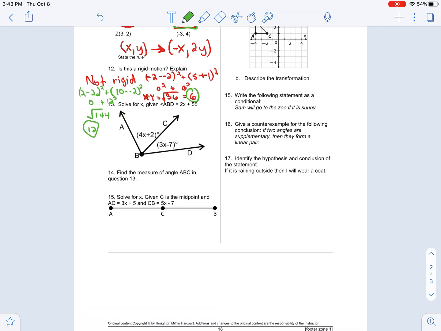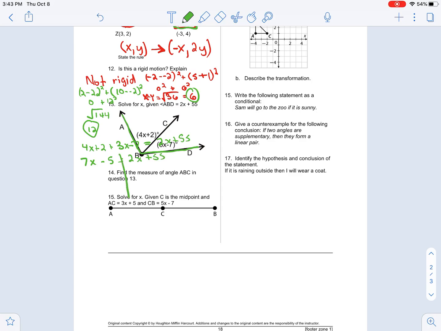So we want to solve for x given A, B, D. So A to B to D, that whole angle. So we're going to say 4x plus 2 plus 3x minus 7 equals 2x plus 55. And now we just solve. So 4x plus 3x, that would be 7x. 2 plus -7 is -5, equals 2x plus 55.